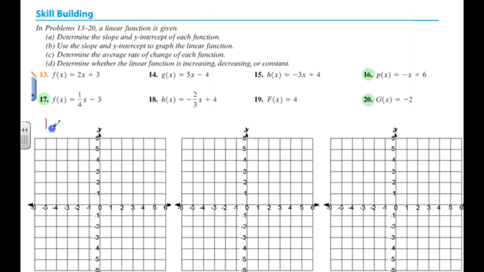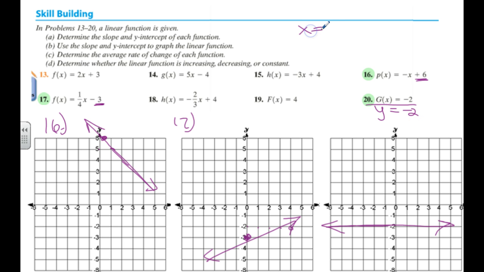Number 16, I'll graph here. This says start at 6 and go down 1 over 1 and continue down 1 over 1. Number 17 says start at negative 3, it's a start value, and the slope is rise 1 and run 4. And the last one is y equals a line, and it's just a horizontal line, y equals negative 2.